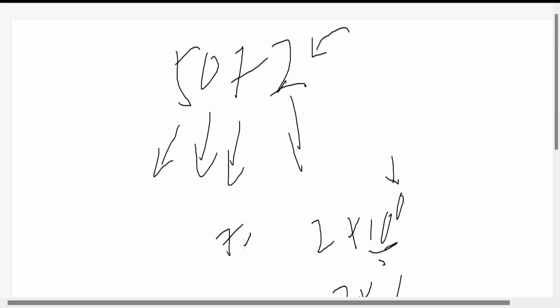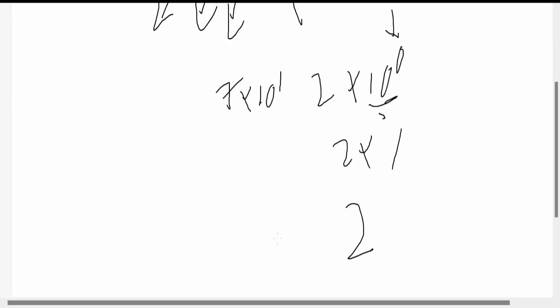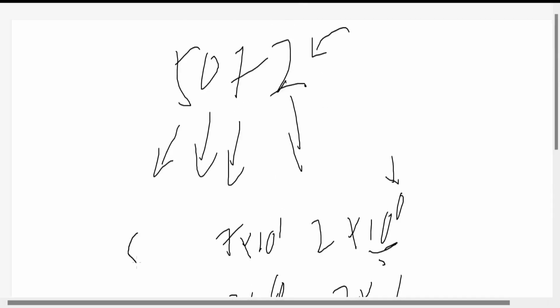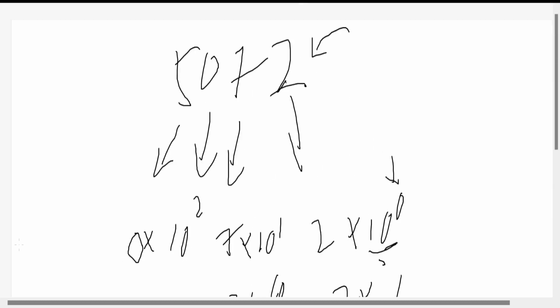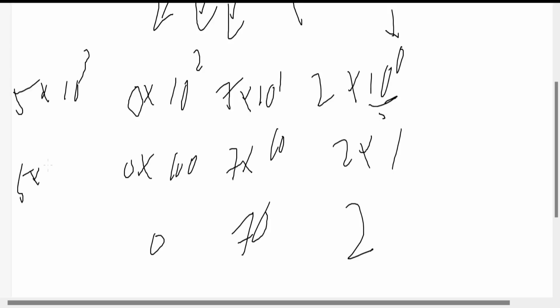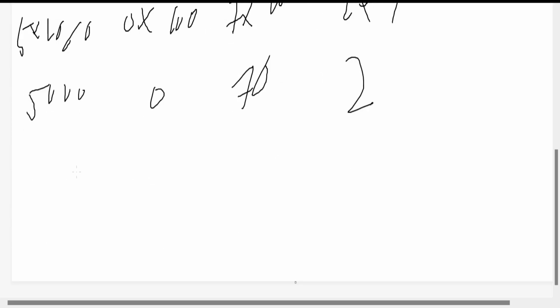7 is in the second position, or instead of thinking of second position, it is one position ahead of the first. So instead of 0, you get 10 to the power of 1, which means 7 times 10, which means 70. 0 is in the third position, so you say 10 to the power of 2, so you have 0 times 100, or just 0. And then lastly, you have 5 times 10 to the power of 3, which is 5 times 1000, or 5000.